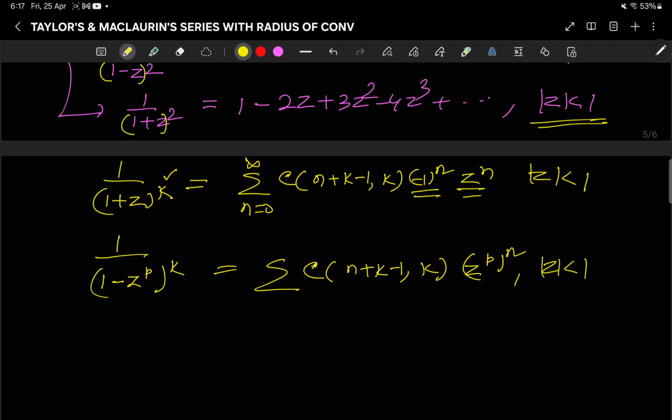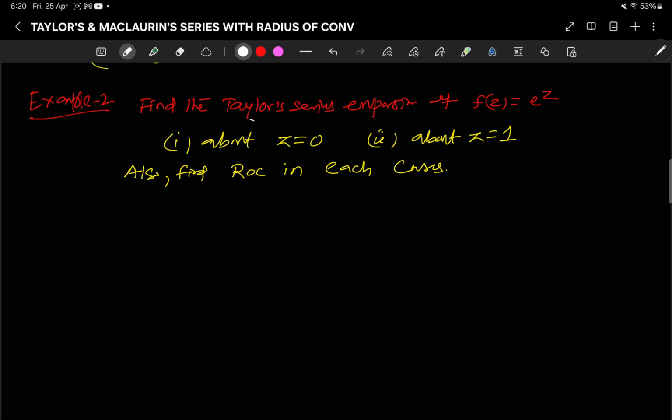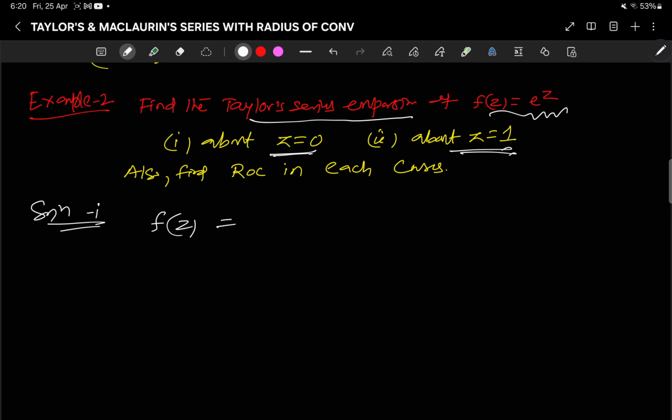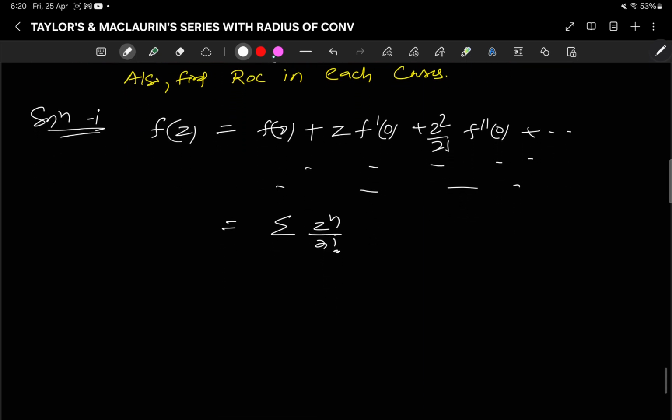less than 1. So suppose, coming to a simple example, you are asked to find the Taylor series expansion about the origin and about z is equal to 1 for this function, and find the radius of convergence. If you come to solution 1, what is your f z? It is f of 0 plus z f dash 0 plus z square by factorial 2 f double dash 0, and so on. If you find it, you will get summation of z to the power n by factorial n, right. And define the radius of convergence here.